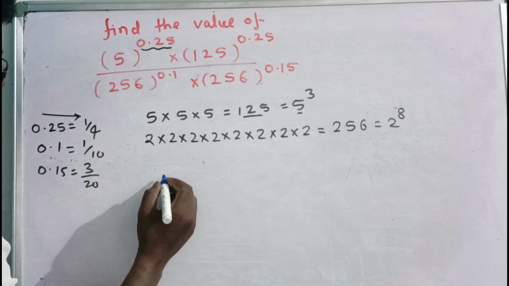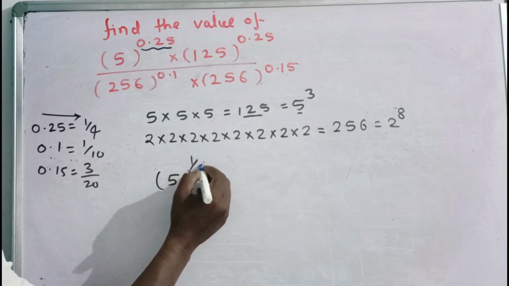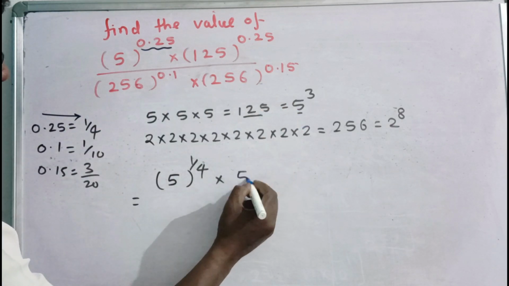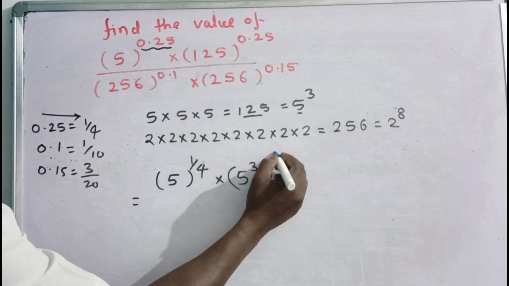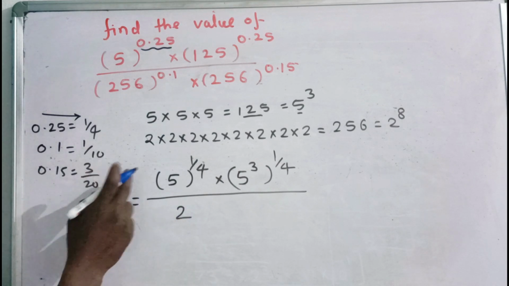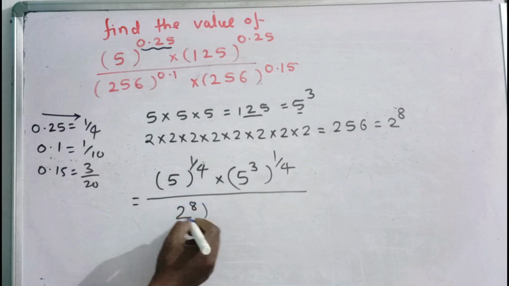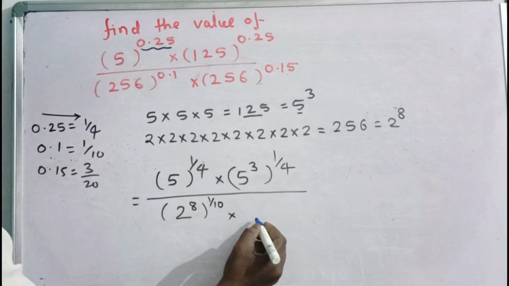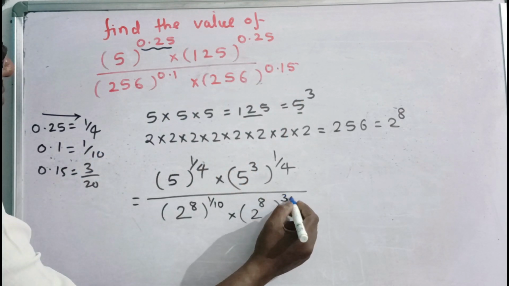Now substitute all these values. 5 raised to the power how much? 0.5. 1 by 4 into 125. 125 मतलब 5 raised to the power 3 raised to the power 0.25. 0.25 मतलब 1 by 4, all divided by 2 raised to the power 0.1, 8 raised to the power 1 by 10 into 2 raised to the power 8 raised to the power 3 by 20.